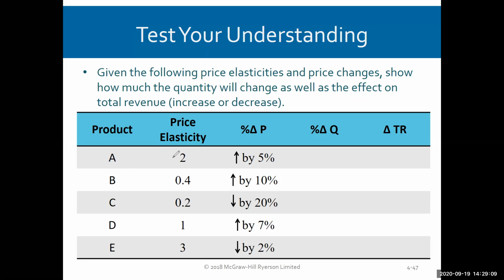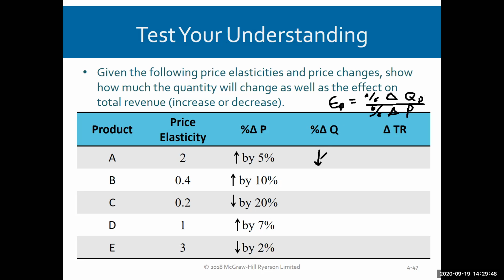For product A, the price elasticity is 2. So if we increase price by 5%, what's going to happen to the percentage change in quantity? Well, first of all, which way is quantity going to go? If we increase price, quantity's got to go down, right? That's the law of demand. These are normal goods. But let's take a look at what elasticity is. It's the percentage change in quantity demanded over the percentage change in price.